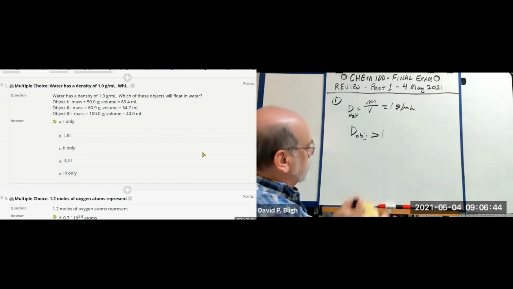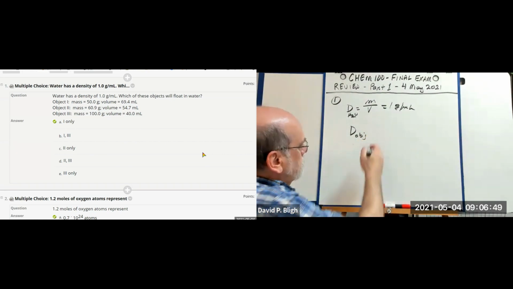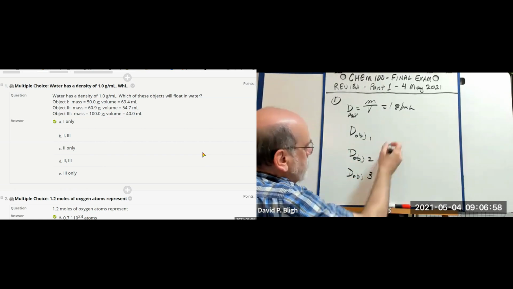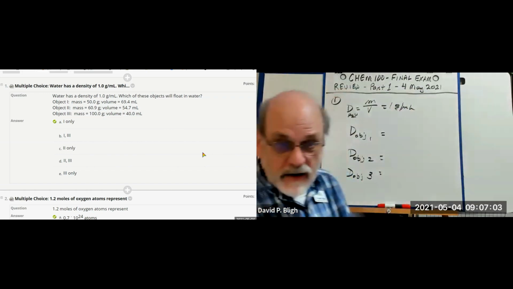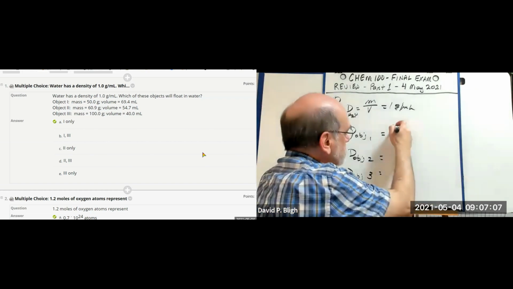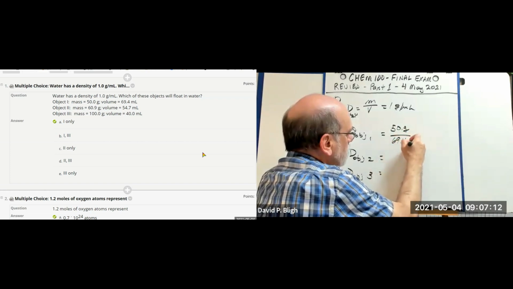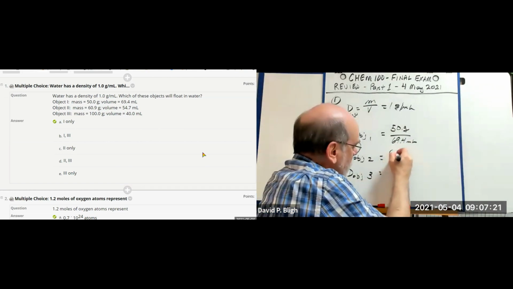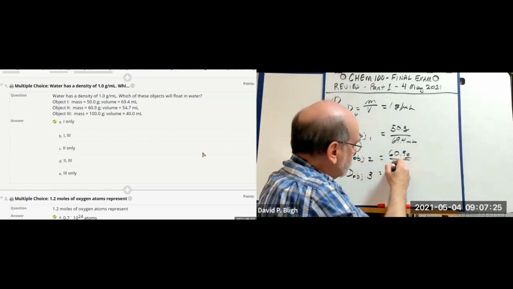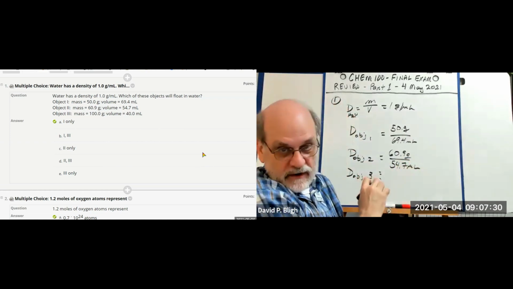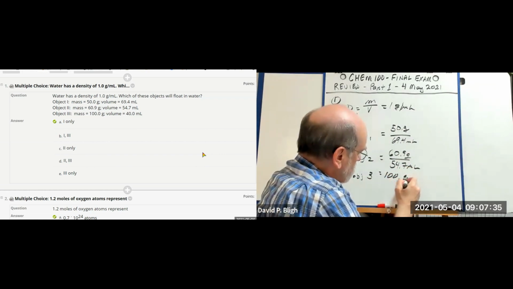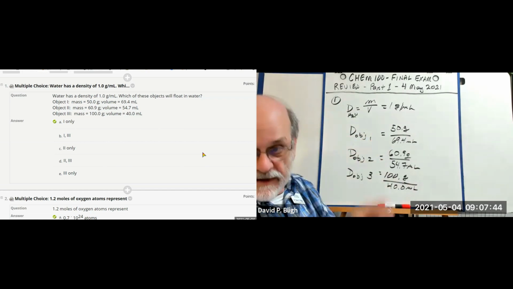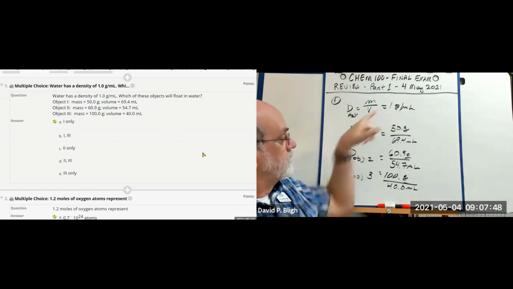So we look at object 1 and object 2 and object 3. Now we can calculate these: 50 grams and 69.4 milliliters. We can do it that way and go all the way out to the end, but I'm going to show you a quicker way. Once you get this done, 60.9 grams per how many milliliters? 54.7. And the last one, 100 grams and 40 milliliters.